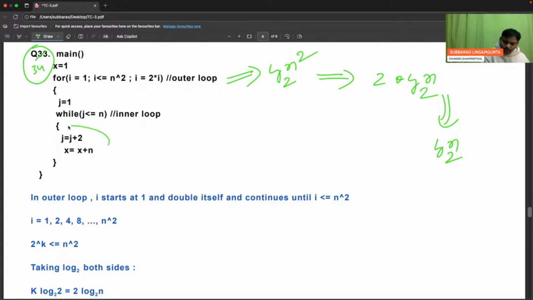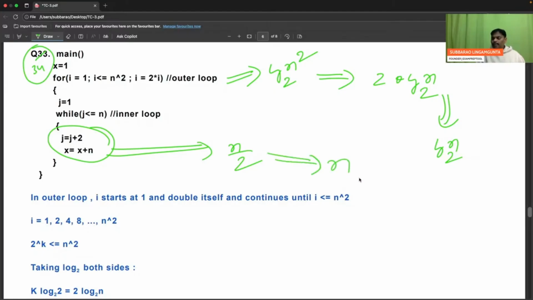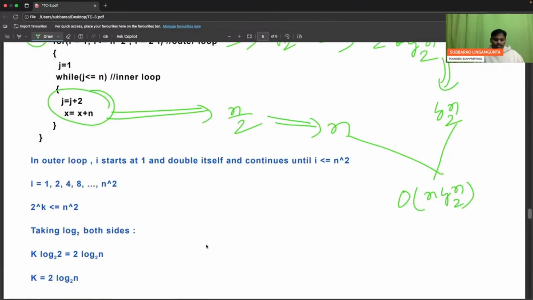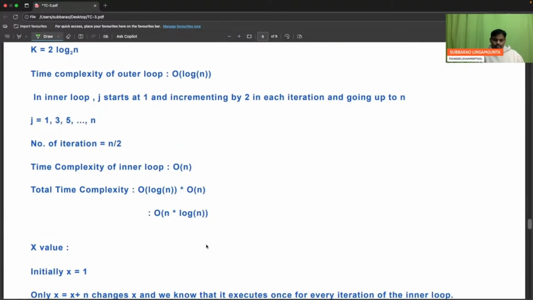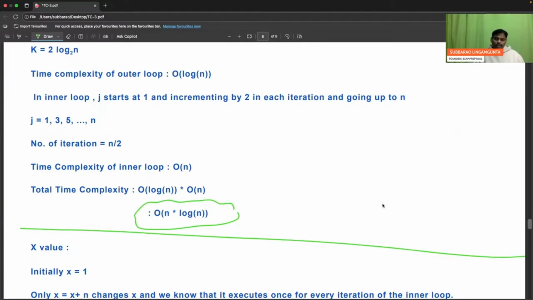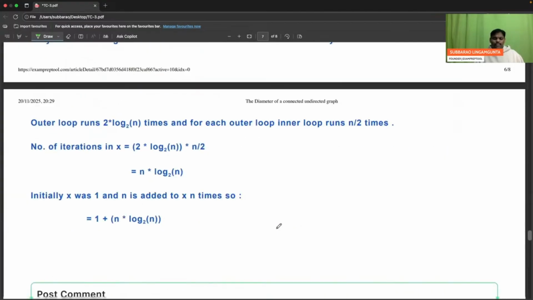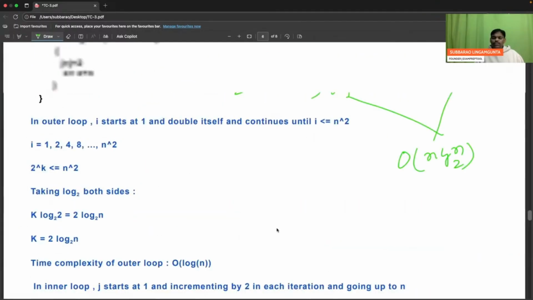For the inner loop, if you observe, it is always plus 2, so n by 2, which means n. Inner loops multiply, so the time complexity is n log n base 2. This is the time complexity, n log n base 2. The x value you can verify yourself. It is not required because it is a time complexity story only.